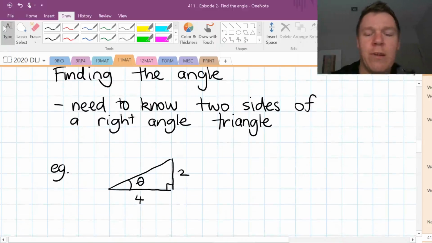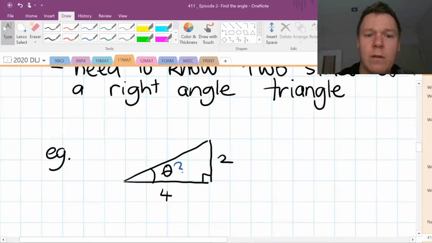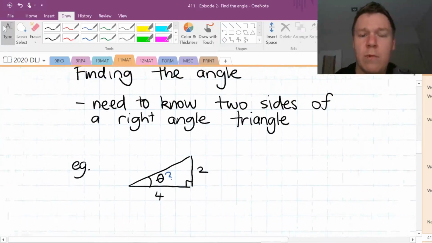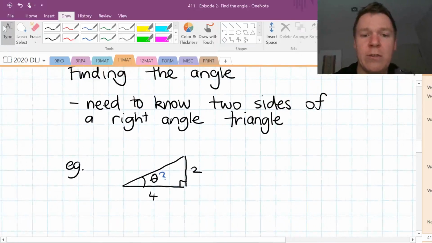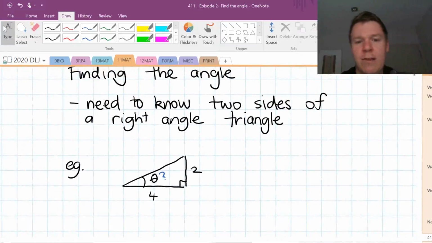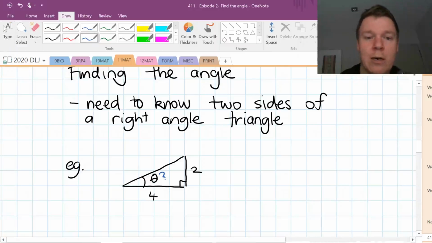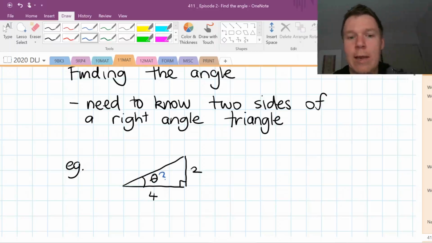Finding the angle. So sometimes we want to know the angle instead of what the other two sides are. So in this situation, we've got 2 blocks high and 4 blocks across. So how do we solve this problem? How do we work out the angle?